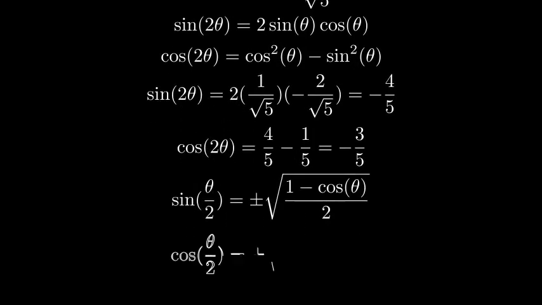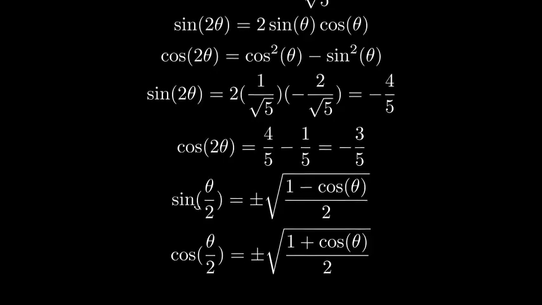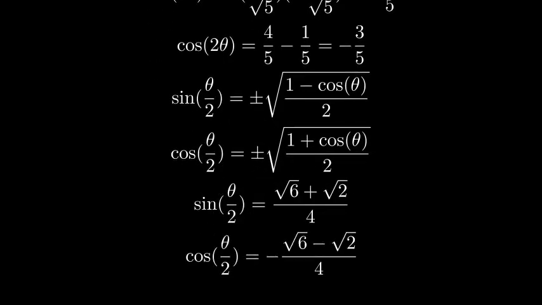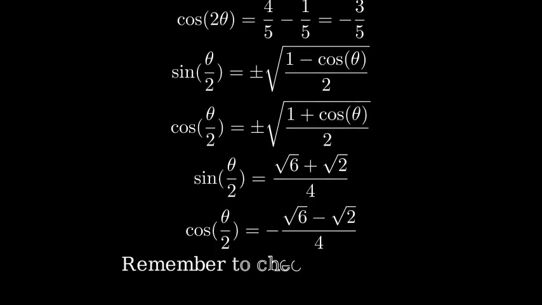For sine of theta over 2, we use plus or minus the square root of (1 minus cosine theta) over 2. For cosine of theta over 2, we use plus or minus the square root of (1 plus cosine theta) over 2. Substituting our value for cosine theta and considering the quadrant, we get sine of theta over 2 equals (root 6 plus root 2) over 4, and cosine of theta over 2 equals (-root 6 minus root 2) over 4. And that's how we solve for the sine and cosine of double and half angles using the given conditions.